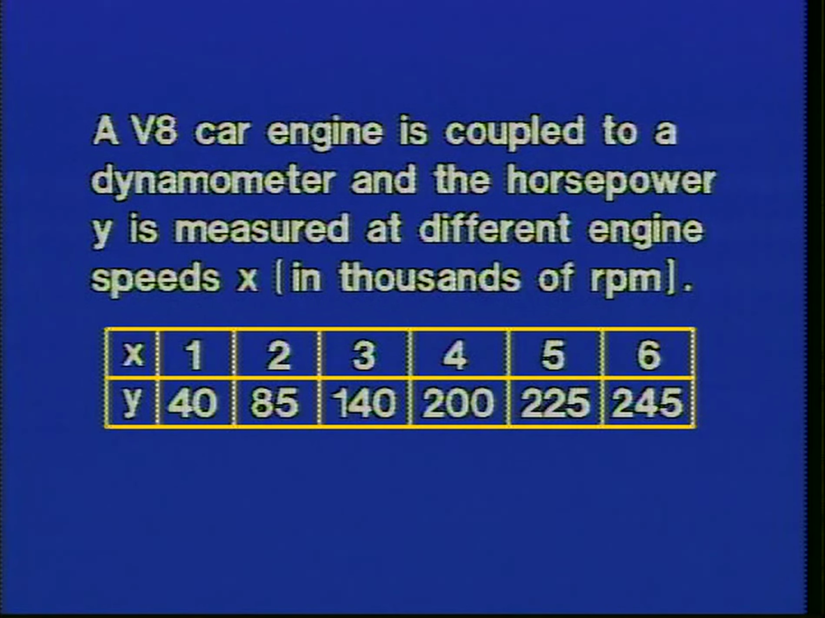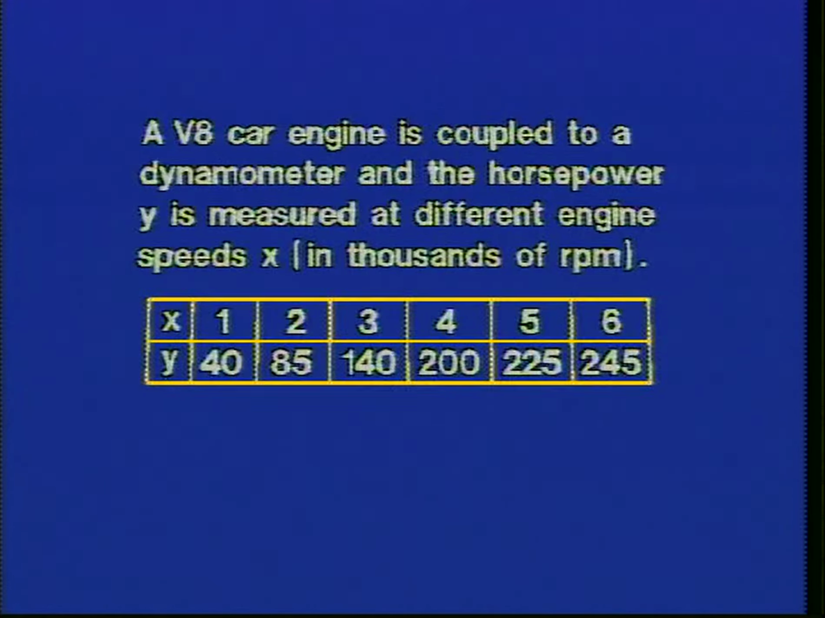A V8 car engine is coupled to a dynamometer, and the horsepower Y is measured at different engine speeds X in thousands of RPM. Now the X row is the engine speeds in thousands. So the 1, 2, 3 and so on. The 1 means 1,000, 2 means 2,000, 3 means 3,000 and so on. Okay, so at 4,000 RPMs the engine is developing 200 horsepower. So the Y row is horsepower for the engine speeds that are listed in the X row. Okay, that's what that's all about.